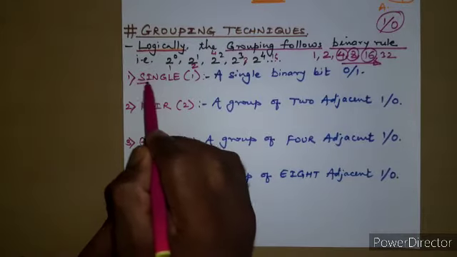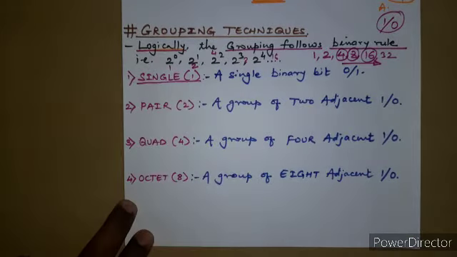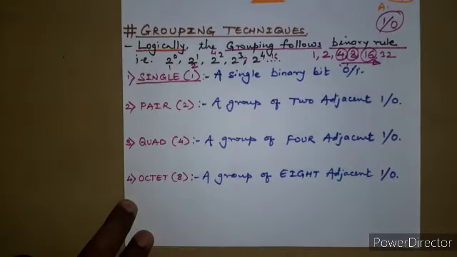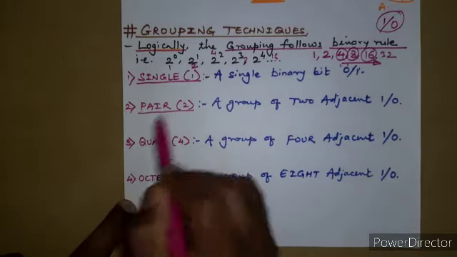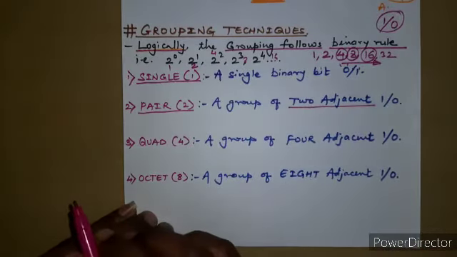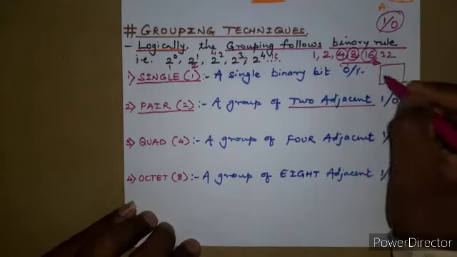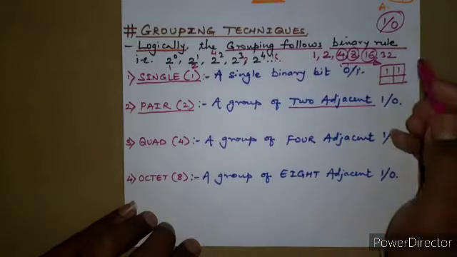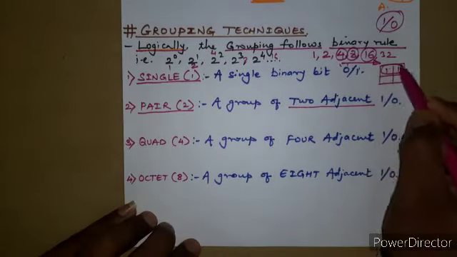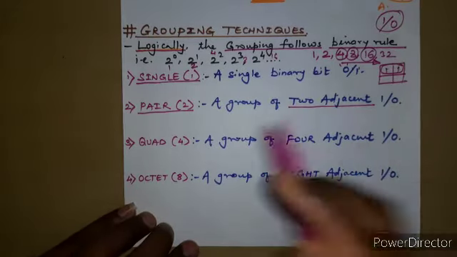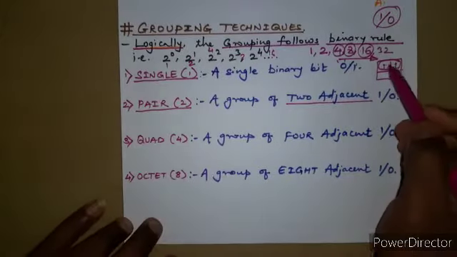So how we can group the ones and zeros in that K-map is this way. We can have a single term. A single binary bit of 0 or 1 is called a single group. Then pairs. A pair means a group of 2 adjacent cells. So if I have a 1 here this way, then this becomes a pair because these 2 cells are adjacent to each other. So there can be a pairing group.